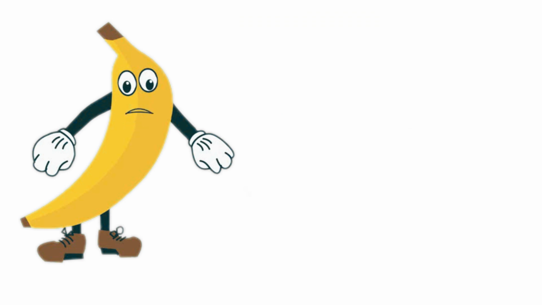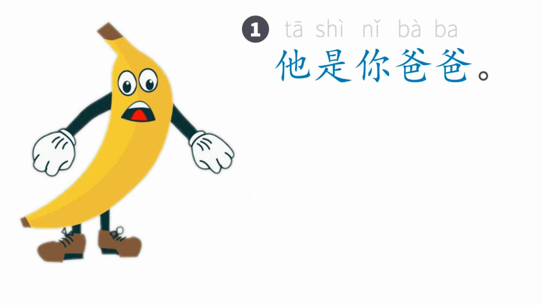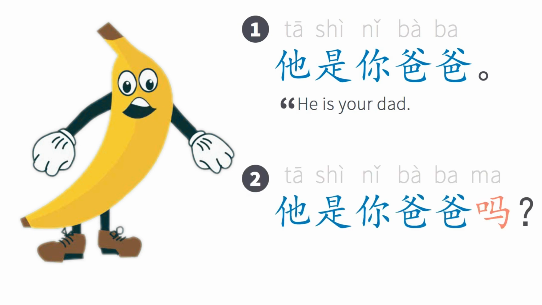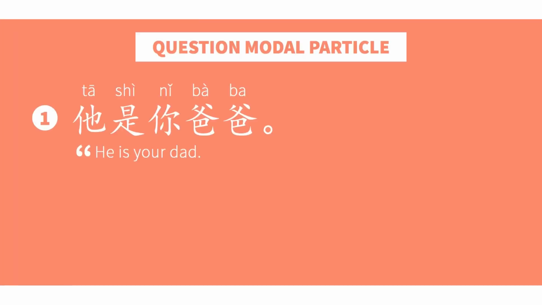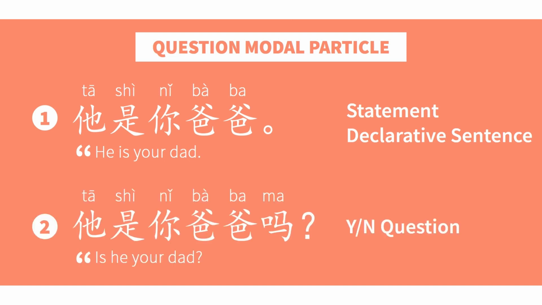Let's see again. 他是你爸爸。He is your dad. 他是你爸爸吗？Is he your dad? So number 1 is a statement or a declarative sentence. And number 2 is a yes or no question.